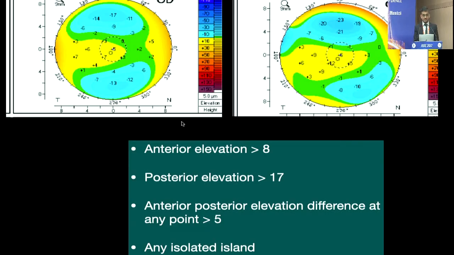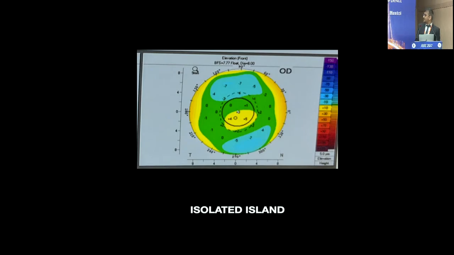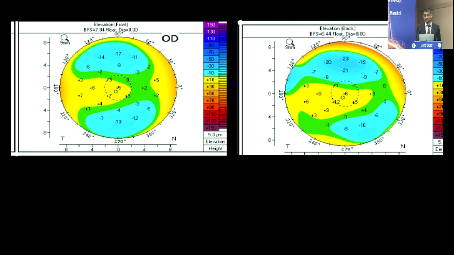So just look at this. Here is the anterior, the front elevation, and this is the back elevation. You can see clearly there is +5, +7. These are the areas which are above the reference surface, and on the back side you have around +12. So any anterior elevation above 8, posterior elevation above 17, and any point where the anterior-posterior elevation difference is more than 5, it's significant. And very important is to look for any isolated islands. You can clearly see there is an isolated island. This also should be a pointer that something wrong is happening.